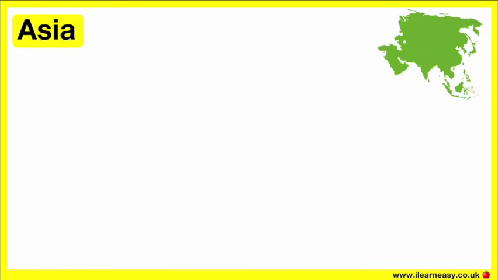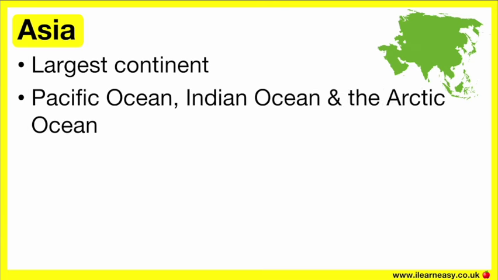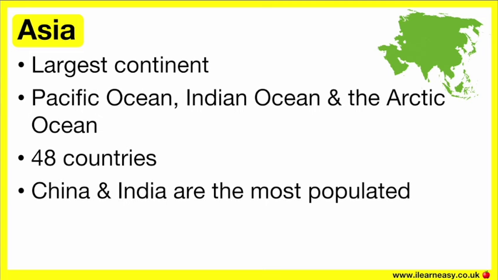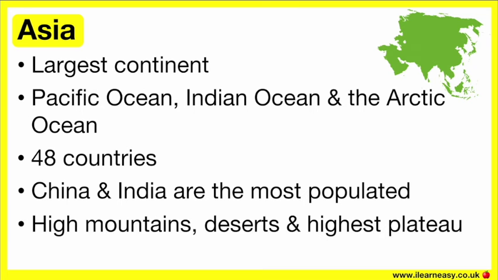Asia. Asia is the largest continent. It covers one-third of all of the land on Earth. Asia is surrounded by the Pacific Ocean, Indian Ocean, and the Arctic Ocean. There are 48 countries in Asia, which are home to two-thirds of the world's population. There are over 2,300 languages spoken in Asia. The most populated countries in the world are China and India, both being home to nearly 1 billion people each. This continent has many natural wonders, such as high mountains, deserts, and the highest plateau.